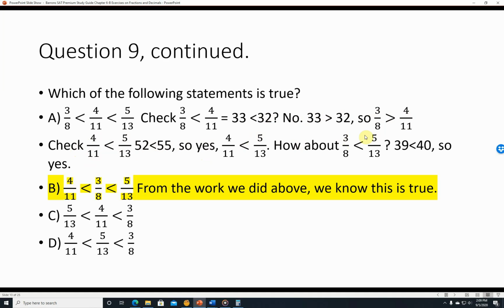How about 3/8 less than 5/13? Doesn't hurt to check that. If you check that, then we're going to know the order. So 3 times 13 is 39. 5 times 8 is 40. 39 is less than 40, so it all checks out. So yes. Then once we know that, all we have to go is, okay, then we know that 3/8 is going to be between 4/11 and 5/13, and that actually is answer choice B from the work that we did above. Pretty simple.